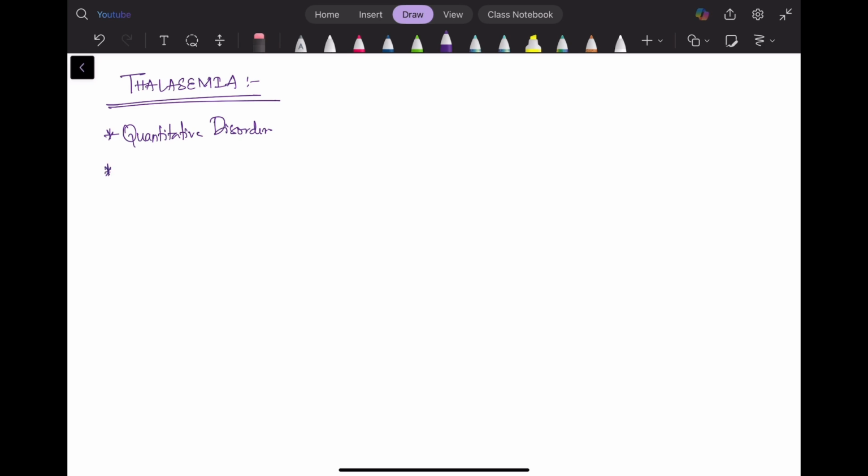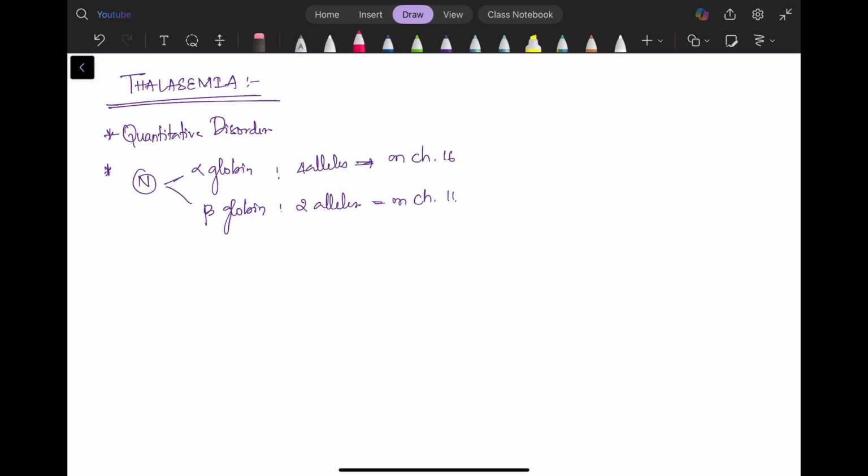So what happens here? First we will learn what is normal. In normal we have alpha globin and beta globin, right? In alpha globin we have 4 alleles, in beta we have 2 alleles. On which chromosome? On chromosome 16 and chromosome 11. So if something goes wrong, it has to happen within these two. So it leads to a disease called thalassemia.